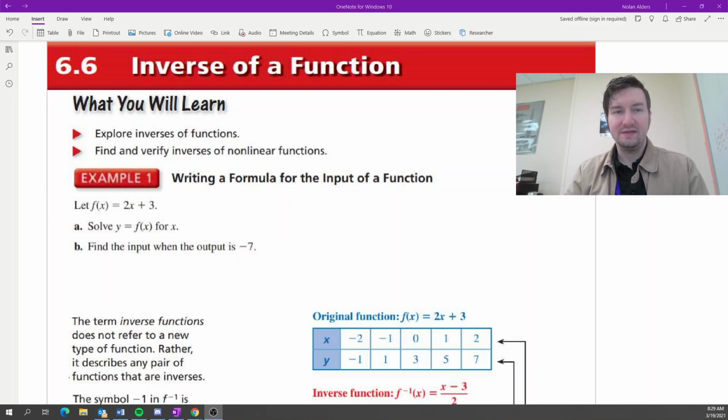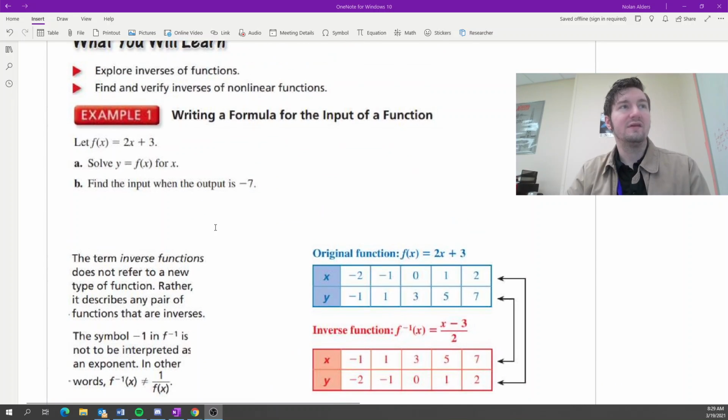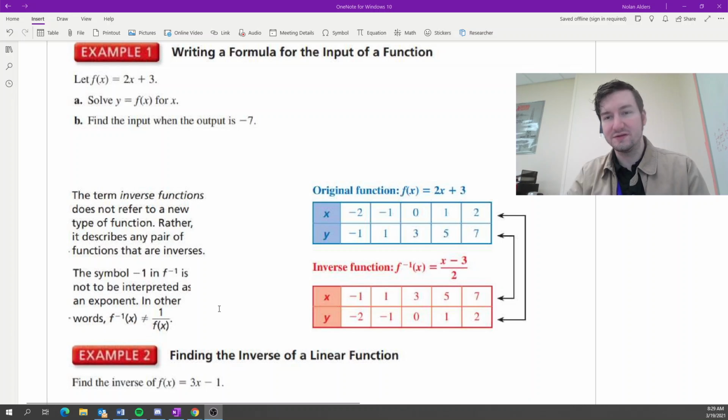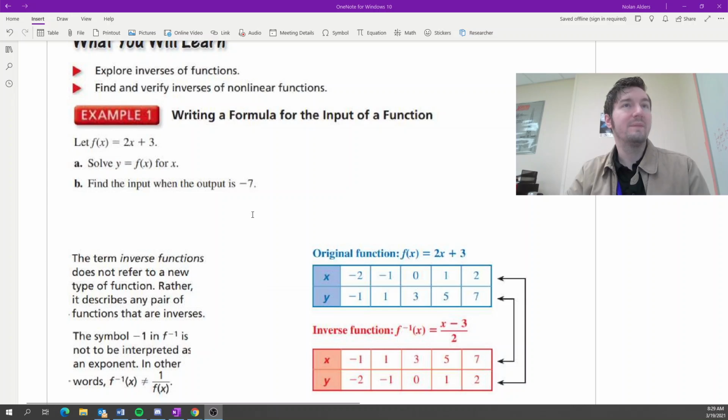So this is the last little video we're going to do on this subject. So let's jump into it. This is the inverse of a function. That's what we're going to be looking at. We're going to learn how to solve for inverses, and we're going to be able to tell at the end whether or not a function will have an inverse function. Some functions don't have inverse functions, and we're going to look at that. All right, so let's jump into this.